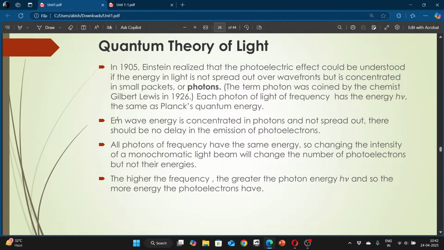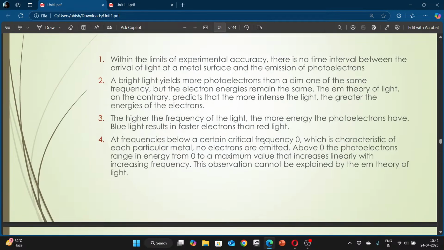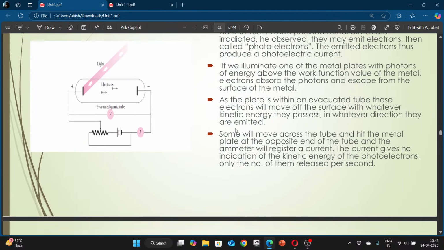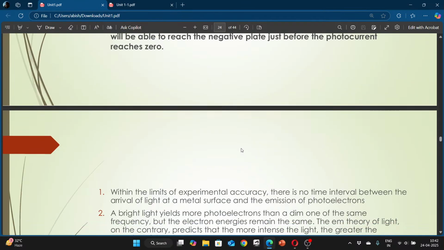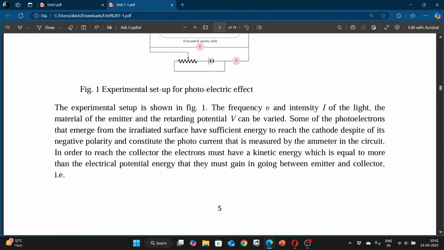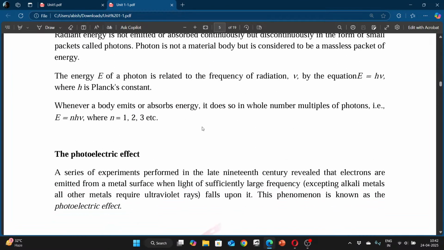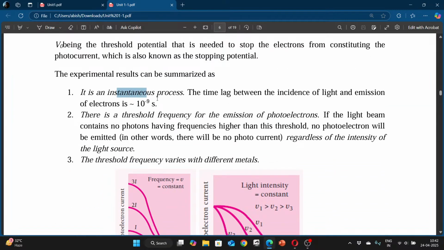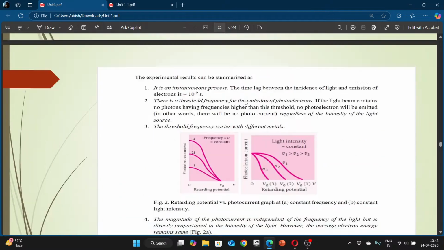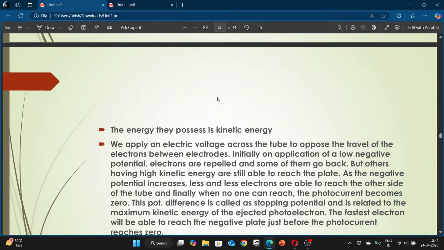Electromagnetic wave energy is concentrated in photons and not spread out. There should be no delay in the emission of photoelectrons. As you can see, 10 to the minus 9 seconds. That's so fast, that's almost instantaneous. So this is the experiment part where they are explaining the experiment.